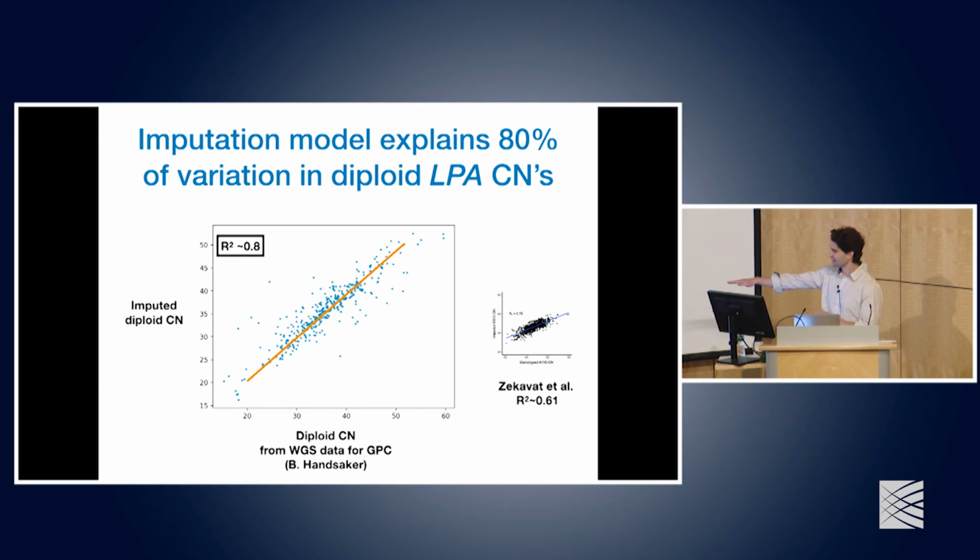Okay. So the estimate for diploid copy number is on the x-axis from whole genome sequence data, and our model's best guess is on the y-axis. And our imputation models seem to explain about 80% of the variance here. You can sort of compare this to the 61% in Zekavat et al.'s diploid imputation, with the caveat that these are really different experiments. We worked with different populations, different sizes, and different ancestries. So, similar but different.